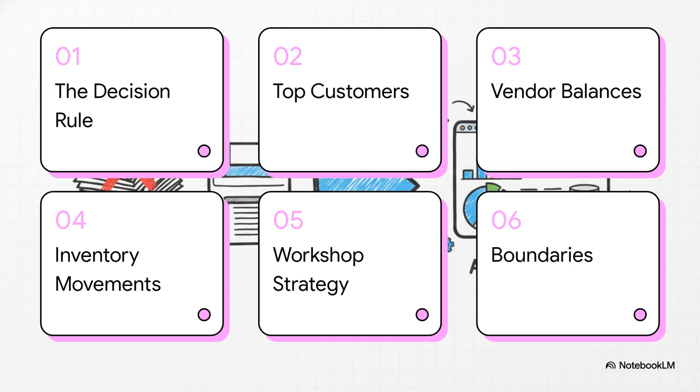Here is our roadmap for today. We'll be hitting 6 key areas: the decision rule, tutorial 1 on top customers, tutorial 2 covering vendor balances, tutorial 3 on inventory movements, then we'll dive into workshop strategy, and finally, we'll talk about boundaries. Let's get right into it.